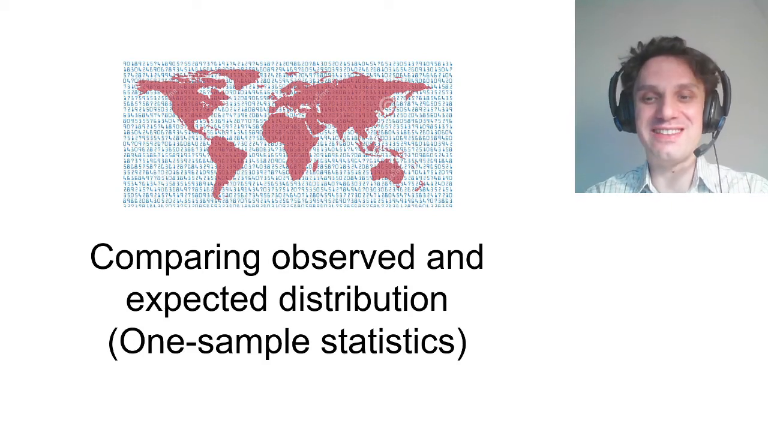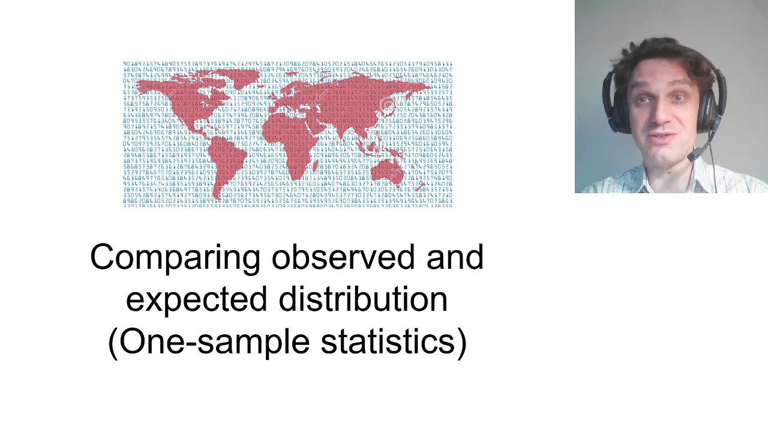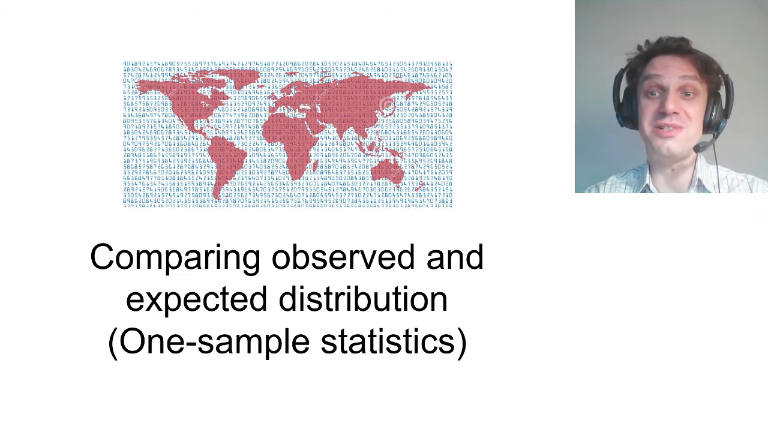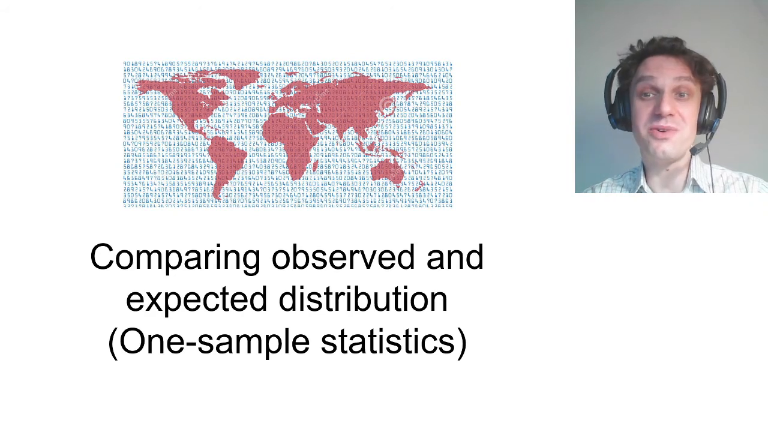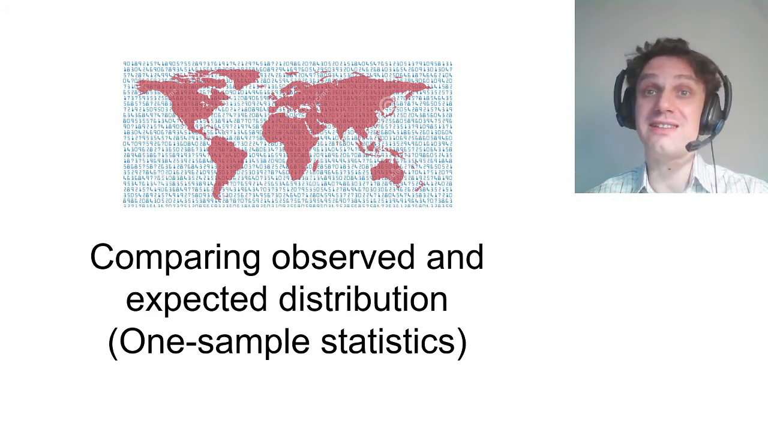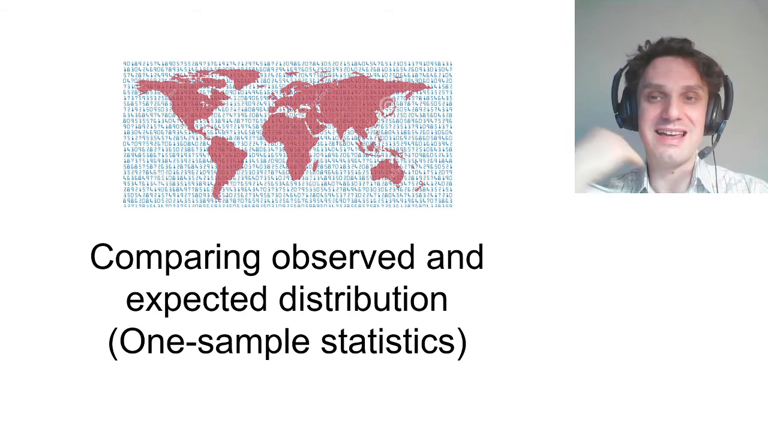The first question that we are going to confront in our statistical analysis today, the first type of question that we can ask with respect to our data, is whether an observed distribution that we see in our sample corresponds to an expected distribution that we expect to find in the general population.